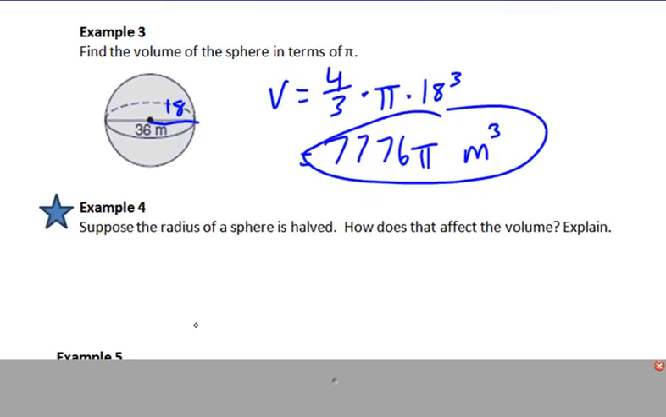Go ahead and try example 4. Actually, let's read it through first. Suppose the radius of a sphere is halved. So the radius is cut in half. How does that affect the volume? Oh, let's talk about that one.